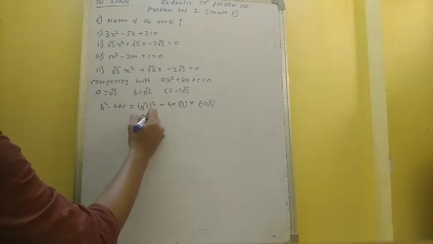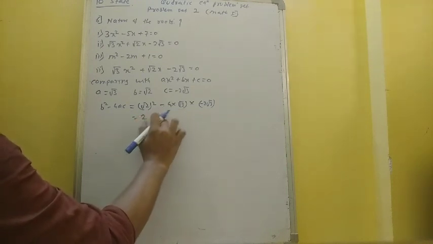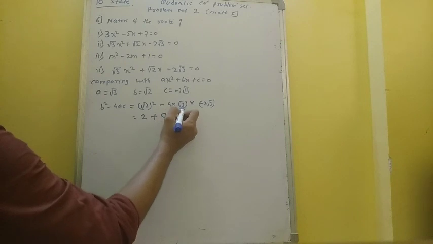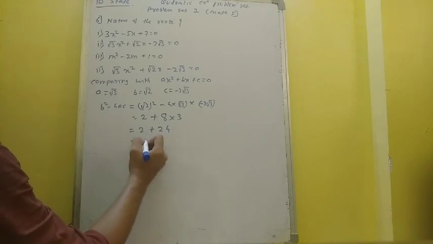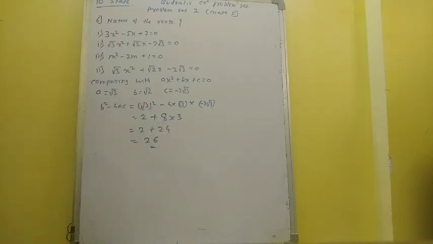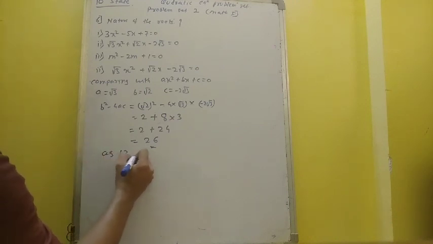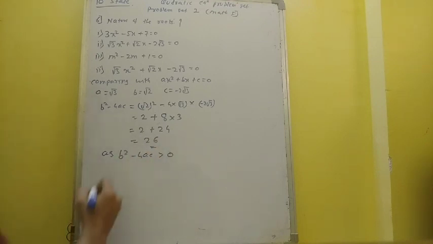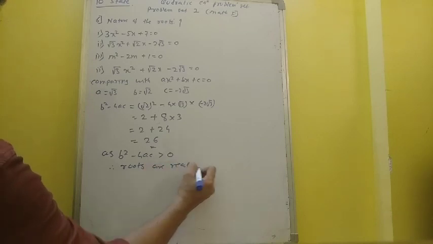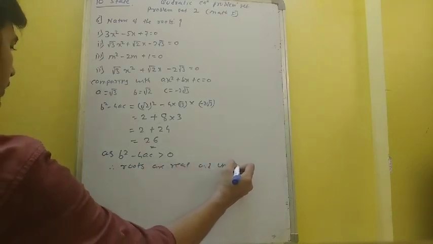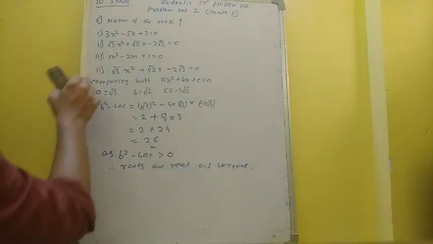So root 2 square is 2, minus and minus will become plus, 4 as it is. I'll do one thing: 4 twos are 8, root 3 into root 3 will be 3. So 8 threes are 24, and 24 plus 2 is 26. So it is greater than 0. So I can say that as b square minus 4ac is greater than 0, therefore roots are real and unequal. Okay, now let's move to the third one. Okay, this was the second one.